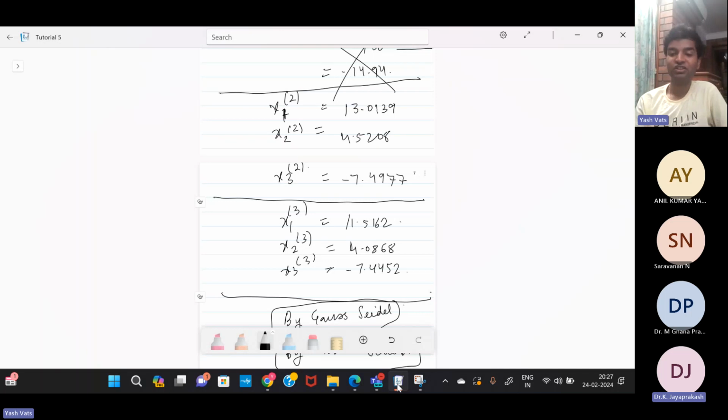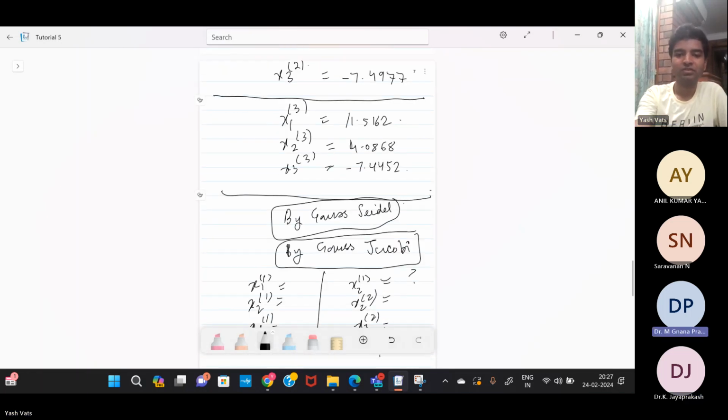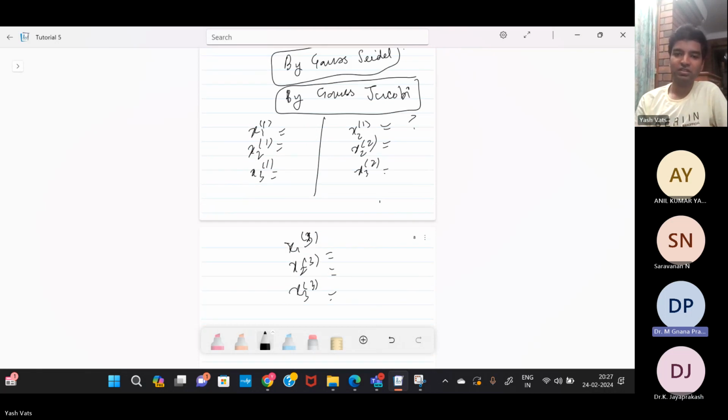Just find out by the Gauss-Jacobi method what the values are, and we will compare them. Gauss-Jacobi means always we have to use the last approximations only, whereas Gauss-Seidel will use the latest approximations.